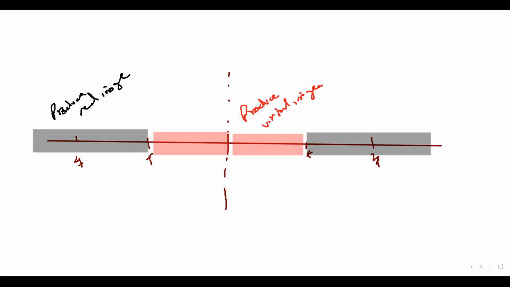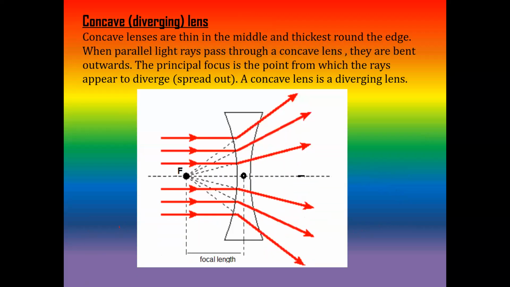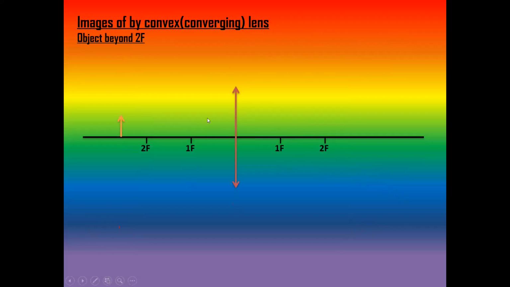So as you can see in the previous examples, without completing the diagram, we can identify the nature of the image, whether it is real or virtual. As you can see, like the object is placed here after 2F. So if the object is placed in this region, this whole region, the image will be real.